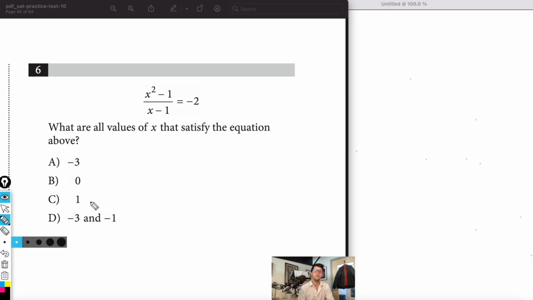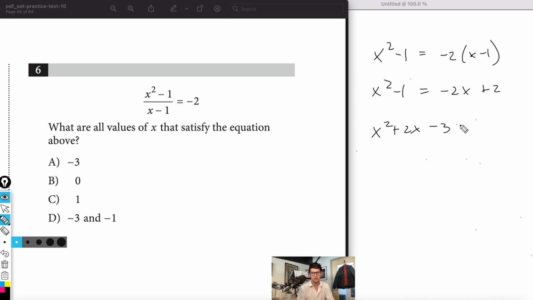I mean, just to show you guys what goes wrong, and we've seen this time and time again, if you multiply both sides by x minus 1, you're going to get negative 2 times x minus 1. And then if you distribute, you get negative 2x plus 2. You move stuff over, so you would have x squared minus 2x, and you would subtract 2 and get negative 3.